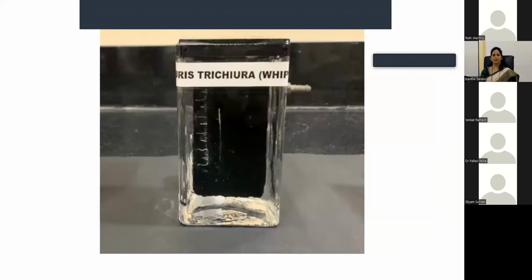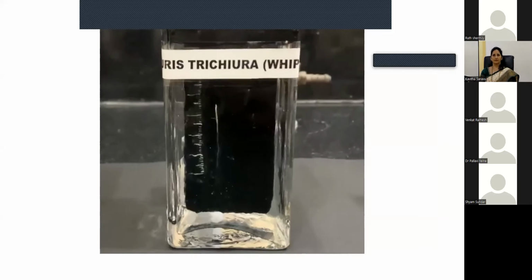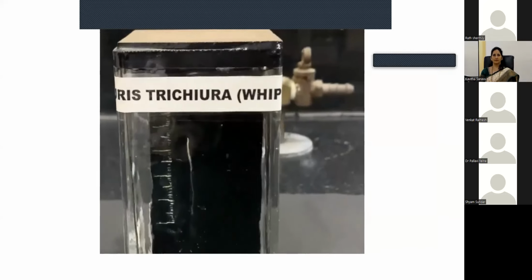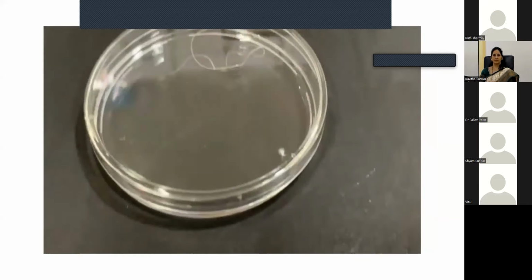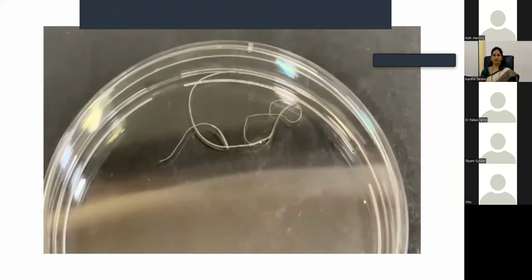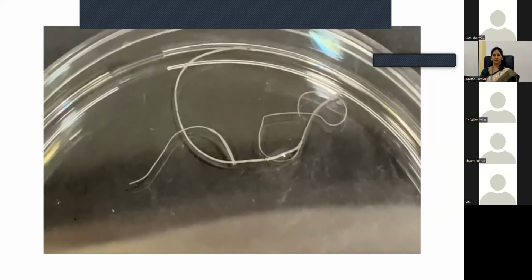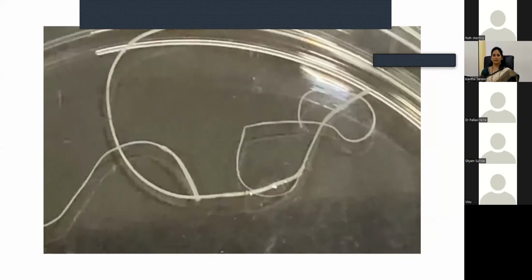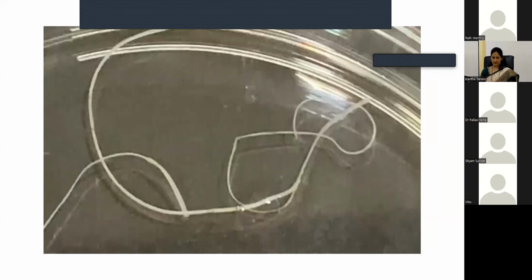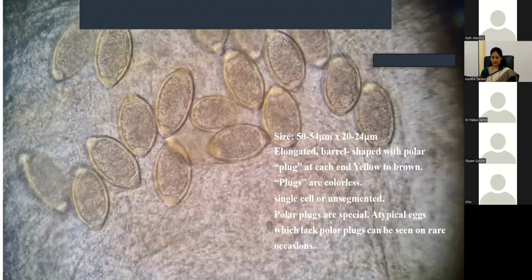So this is also a specimen from my lab where you can see the Trichuris trichiura whipworm. Here you can see the female worm with a comma-shaped posterior end and a thin, hair-like anterior end. These are barrel-shaped eggs, elongated, around 50 to 55 micrometers in size, and they have polar plugs at each end. These plugs are colorless.